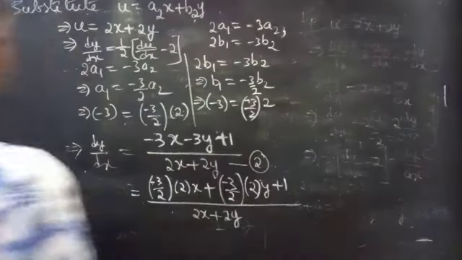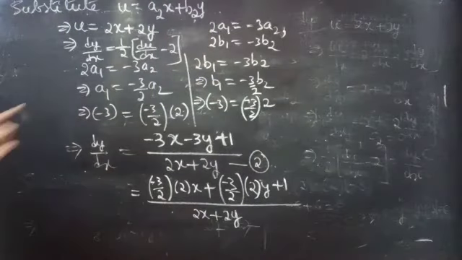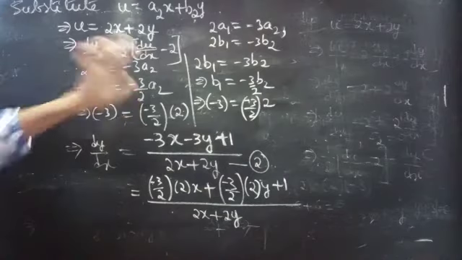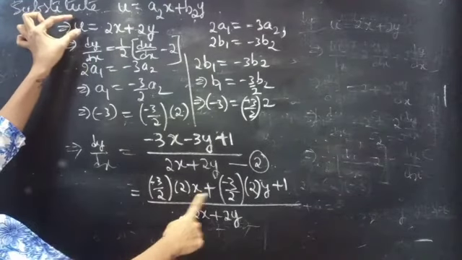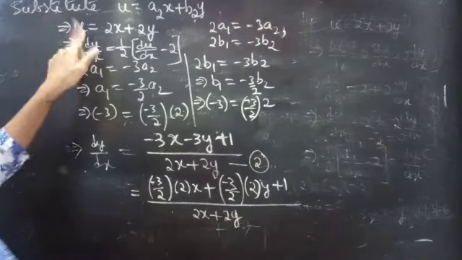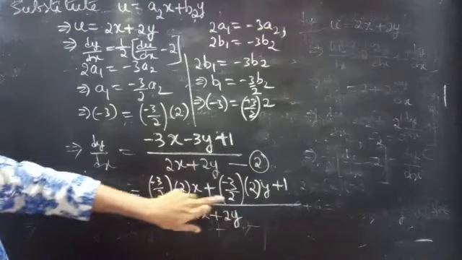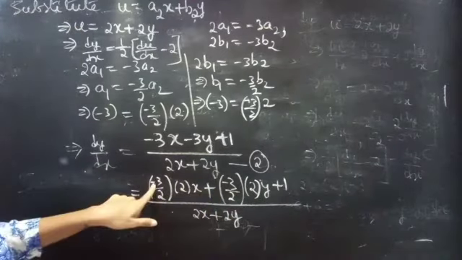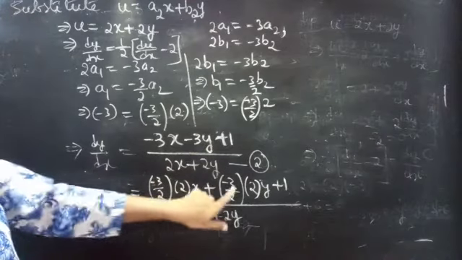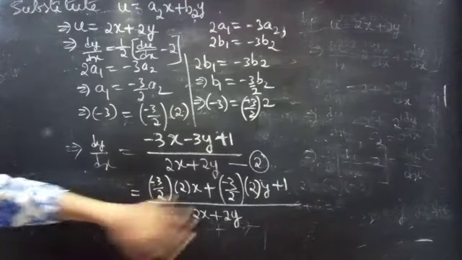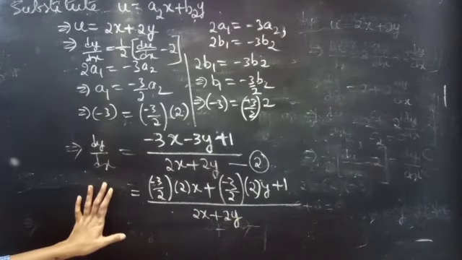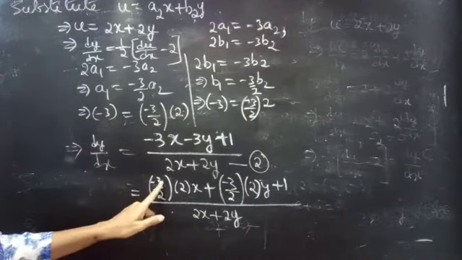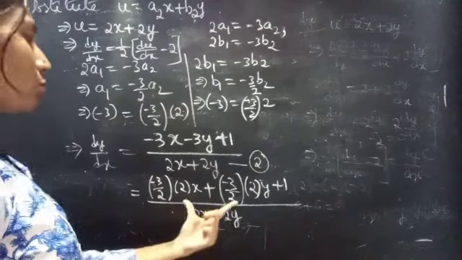We have u equals 2x plus 2y, right? We are going to replace 2x plus 2y by u. So if you consider the first two terms of the numerator, you are having minus 3 by 2 on both the terms, right? So now we'll take minus 3 by 2 common from these two terms.